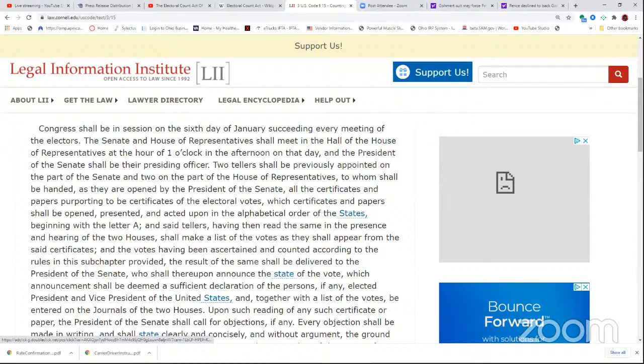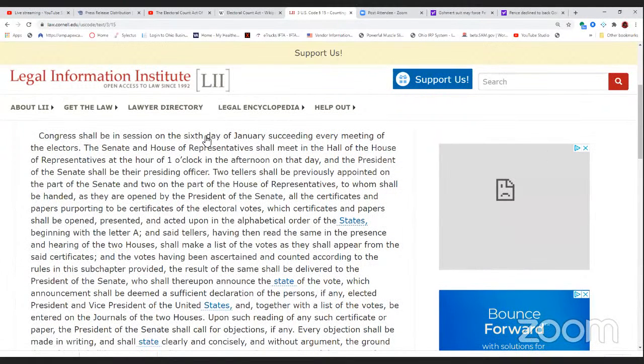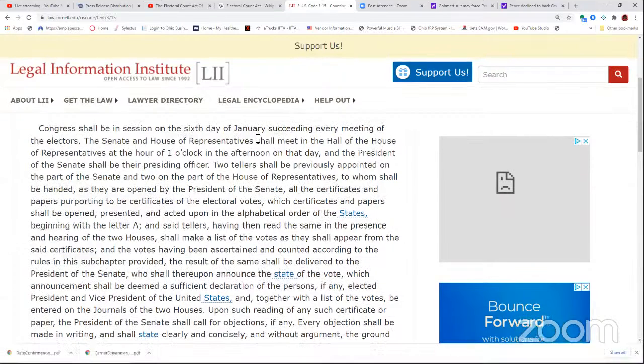Okay. So this is why the 6th is important. Congress shall be in session on the 6th day of January, succeeding every meeting of the electors. The Senate and the House of Representatives shall meet in the Hall of the House of Representatives at the hour of 1 o'clock in the afternoon on that day. The President of the Senate, that will be Mike Pence, shall be their presiding officer. Two tellers shall be previously appointed on the part of the Senate, and two on the part of the House of Representatives, to whom shall be handed, as they are opened by the President of the Senate, Mike Pence, all the certificates and papers purporting to be certificates of the electoral votes, which certificates and papers shall be opened, presented, and acted upon in alphabetical order of states, beginning with the letter A.